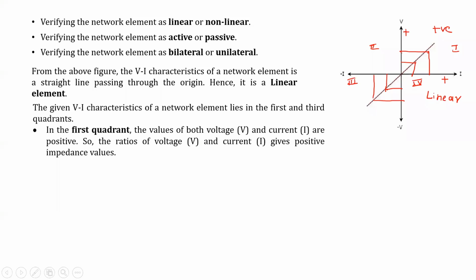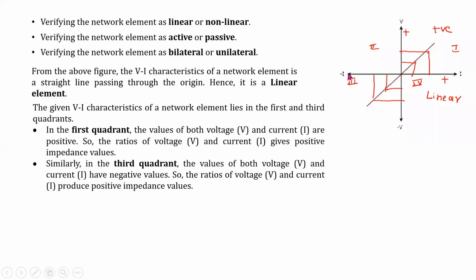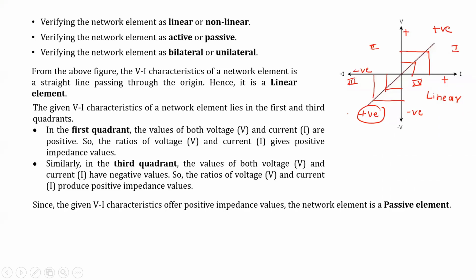All right. In the third quadrant, the current is negative, voltage is also negative. Multiplication of these two gives a positive value. Because of this, the VI characteristics offer a positive impedance value. The network element is a passive element. Okay. So the conclusion is, if you want to say the given element is passive in nature, then its VI characteristic curve should fall either in the first quadrant or in the third quadrant.